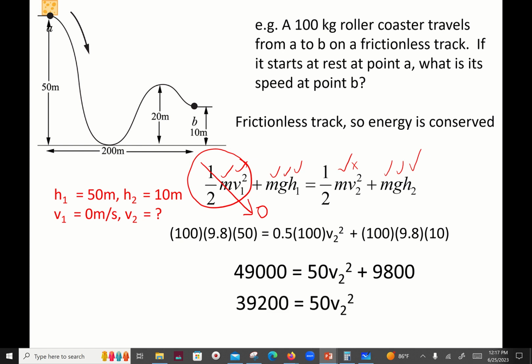So now I'm going to subtract the 9,800 over on the left-hand side. So 39,200 is equal to 50 times v2 squared. And solving that, I get v2 is 28 meters per second.